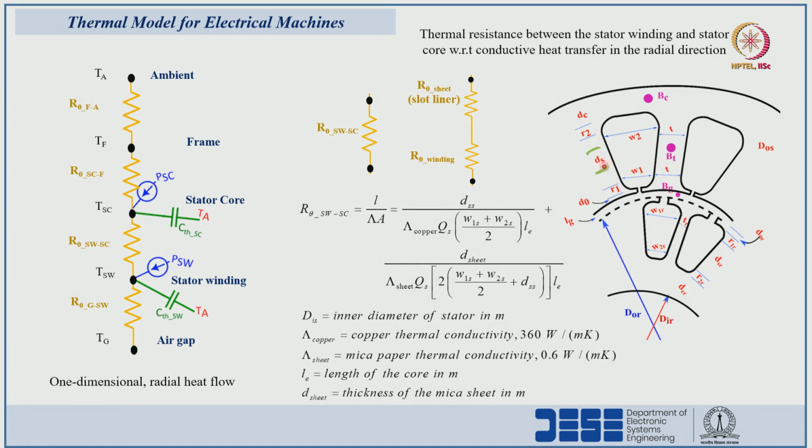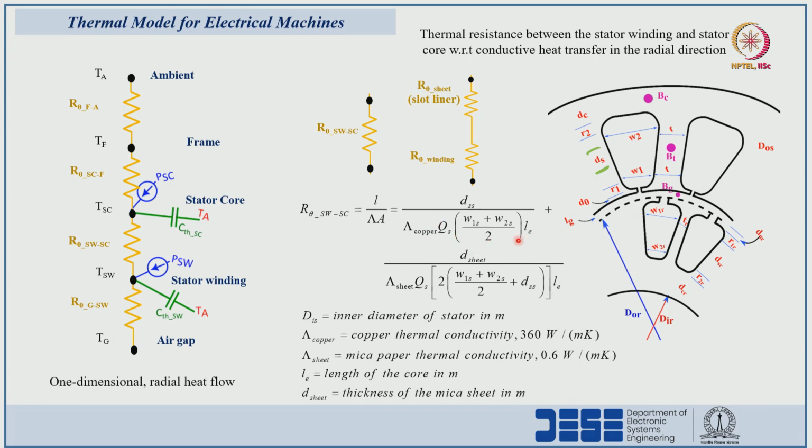Slot height I am considering as the thickness of the winding with respect to the radial heat flow, DSS, and R1 and R2 I am neglecting. The radius at the bottom side of the slot and the radius at the top side of the slot I am neglecting, and directly consider the slot depth as the thickness with respect to the heat flow, and copper conductivity into area, which is the area for each slot into the total number of slots.